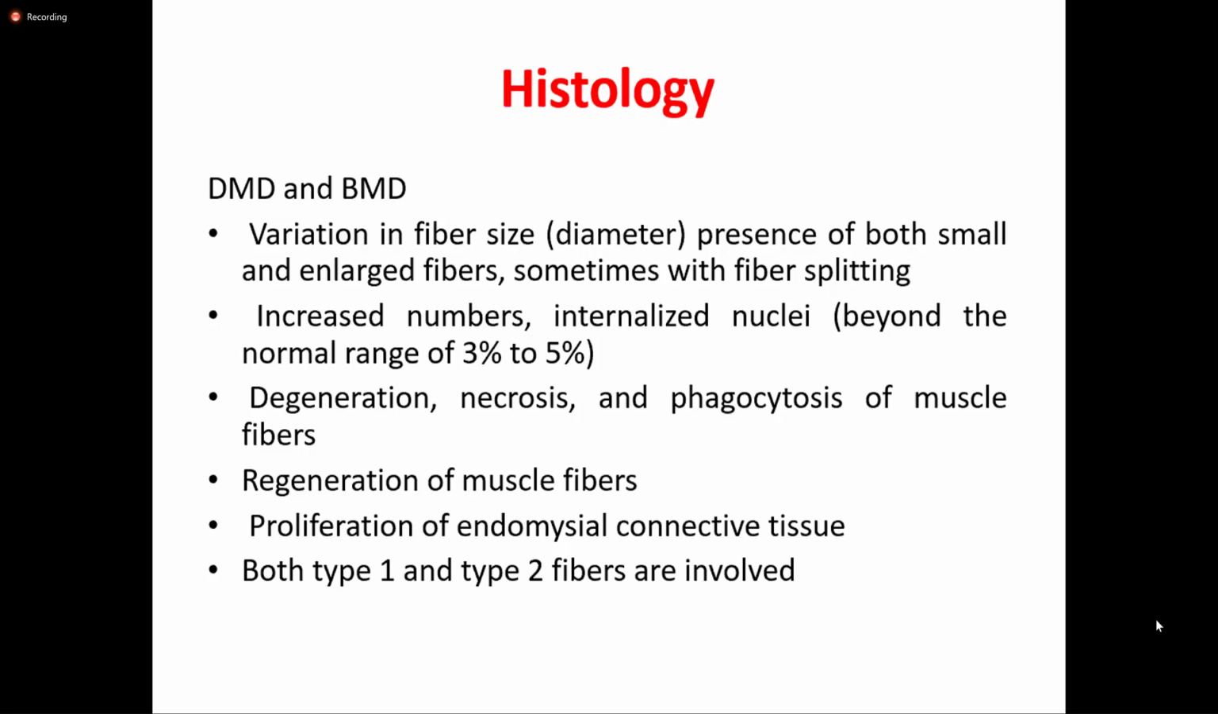There may even be degeneration, necrosis, and phagocytosis of the muscle fibers along with regeneration. Endomysial connective tissue proliferation can be seen, and both type 1 and type 2 fibers, that is type 1 red fibers and type 2 white fibers, may be involved.